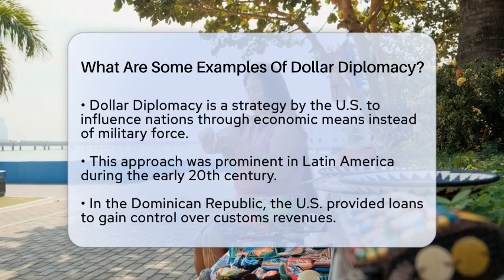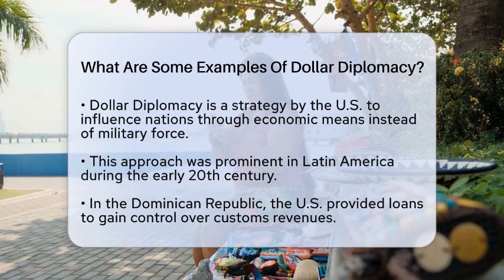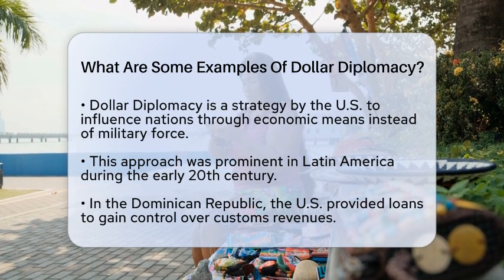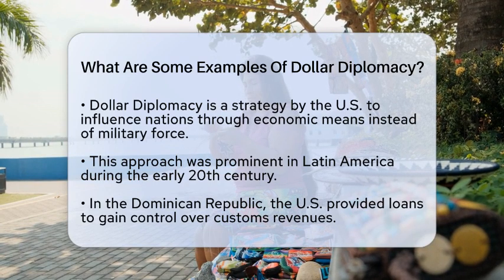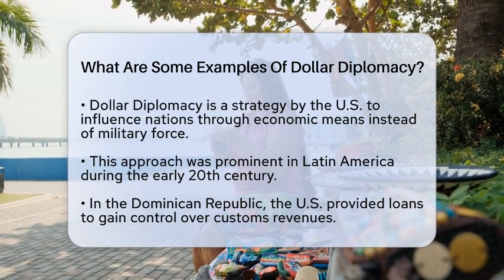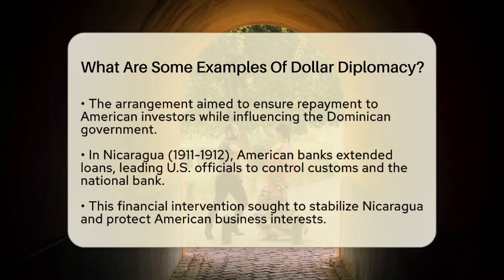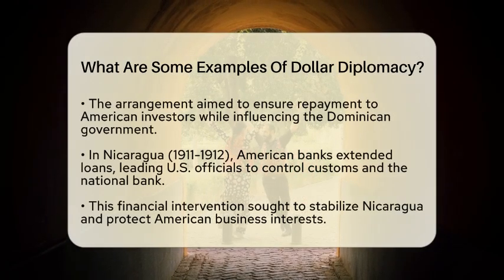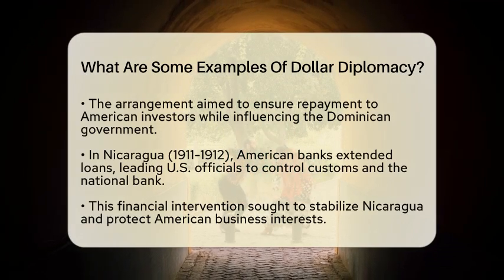One notable example occurred in the Dominican Republic during the early 1900s. The United States provided loans to the Dominican government. In return, the U.S. gained control over the country's customs revenues. This arrangement was designed to ensure that American investors would be repaid. However, it also allowed the U.S. to exert significant influence over the Dominican economy and its government decisions.